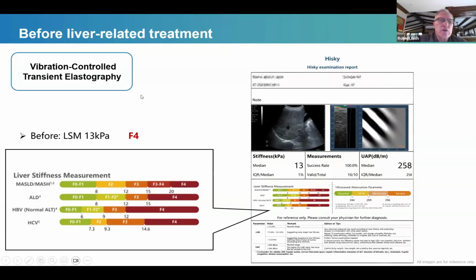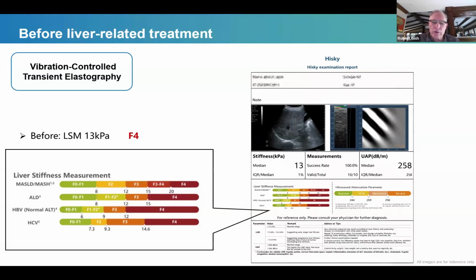Now, patient undergoes VCTE, liver stiffness, as you can see here, 13 kPa. That's going to put that person right at that edge of F3, F4, especially because they have a combination of hepatitis B and fatty liver. So I'm going to probably describe F3 to F4 for that individual. And that fat score here, it was a little bit lower at 258, but still indicating a significant fatty level that's here as well. The IQR here at 1% indicates a really high quality image.